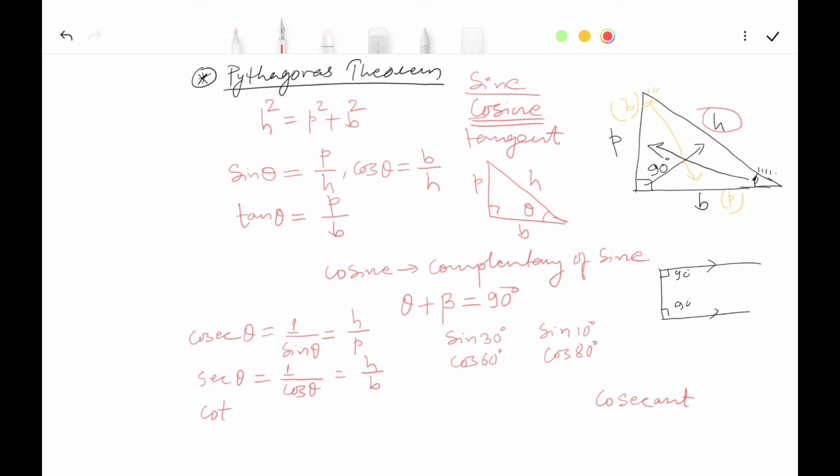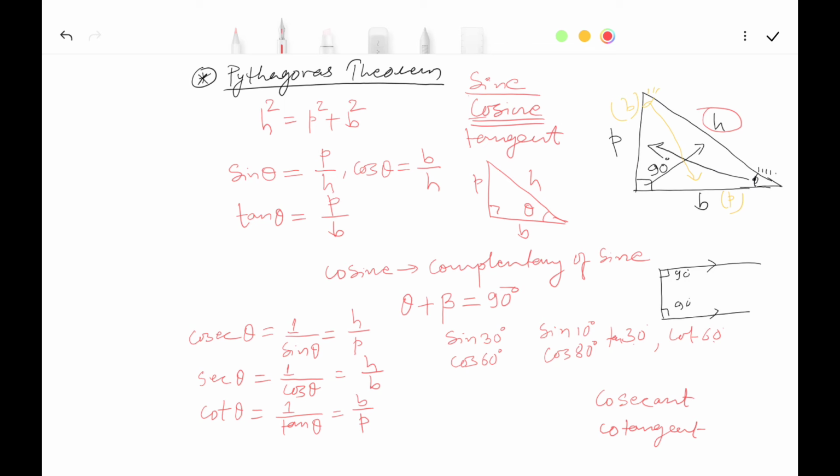Similarly, cotangent. In short we write cot theta. The concept is the same here also, complementary of tangent. That means whatever the value of tan 30 will be, the same will be the value of cot 60. 60 and 30 are complementary angles. So that is the same concept here. It is the reciprocal of tan theta here. Tan being p by b, 1 by tan will be b by p.